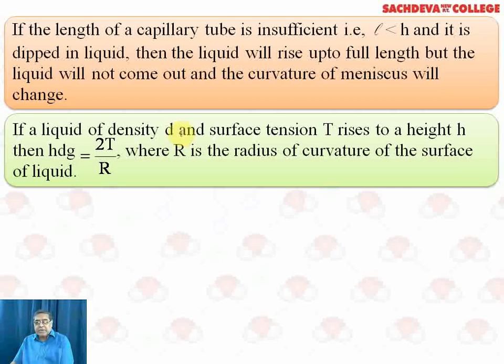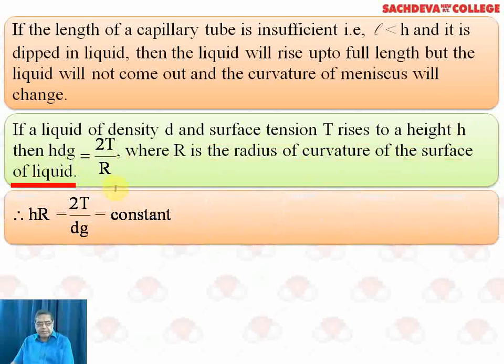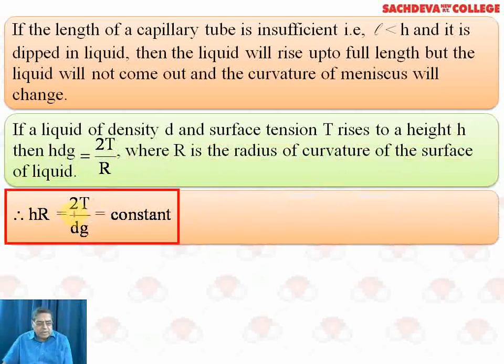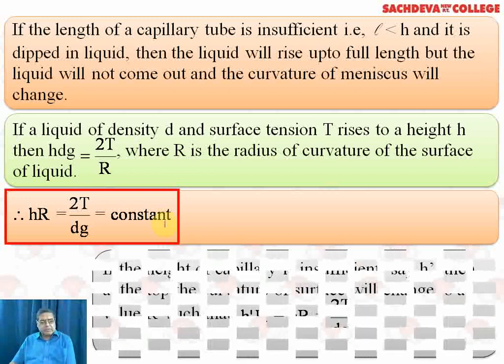If the liquid of density d and surface tension T rises to a height h, then h d g will be 2T over r, where r is the radius of curvature of the surface of liquid. hr means height up to which the liquid rises, r is the radius of tube. hr = 2T over d g, where T is the surface tension, d is the density of the liquid and g is acceleration due to gravity. So hr = 2T over d g remains always constant.